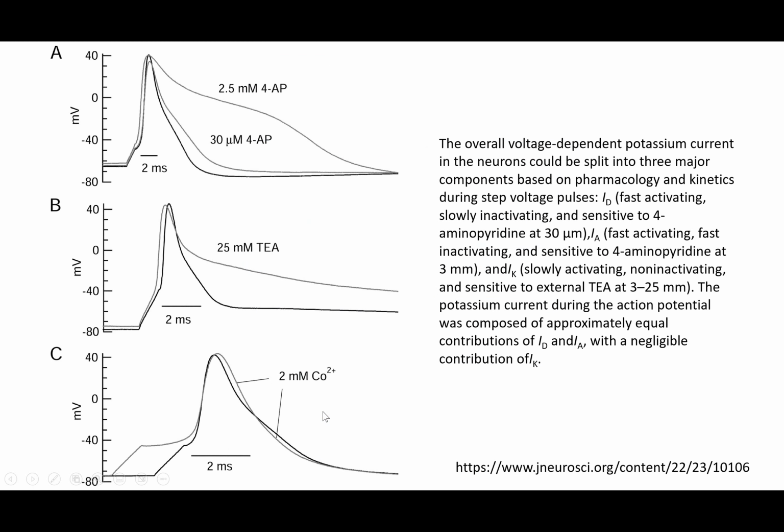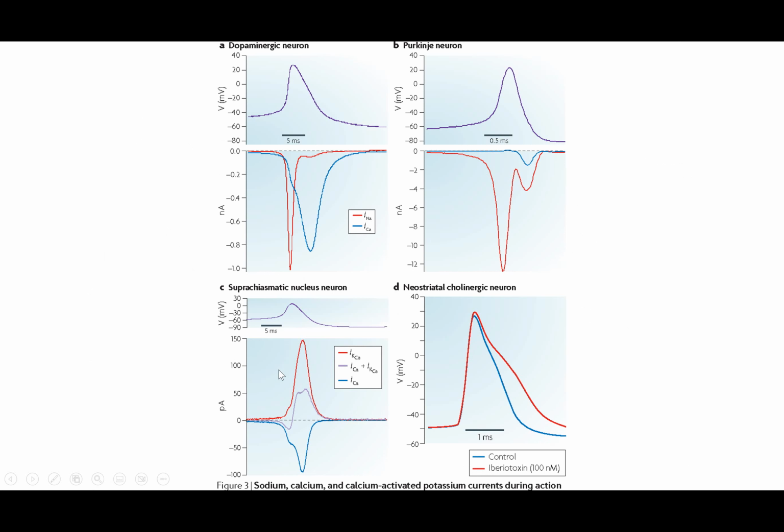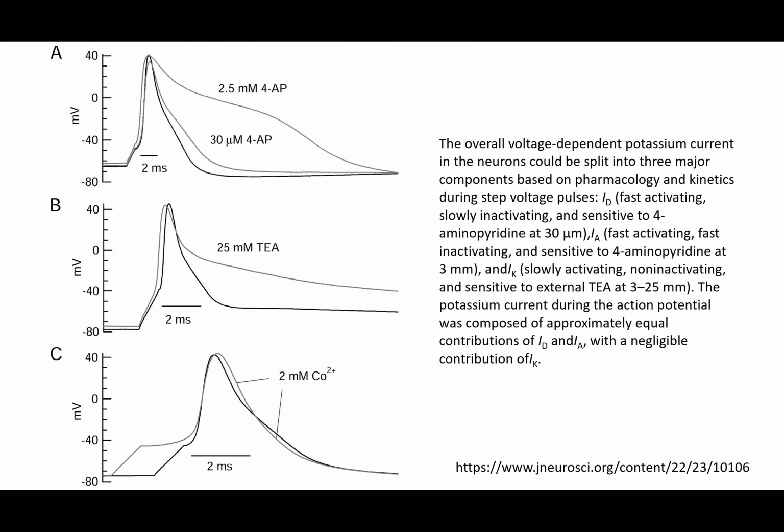That's separate than the voltage gated potassium channels that are in red. So beginning to understand the calcium that comes in can activate a potassium channel. Here's some examples of action potentials with different potassium channel blockers.